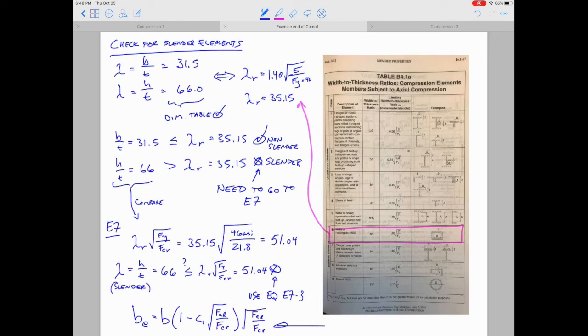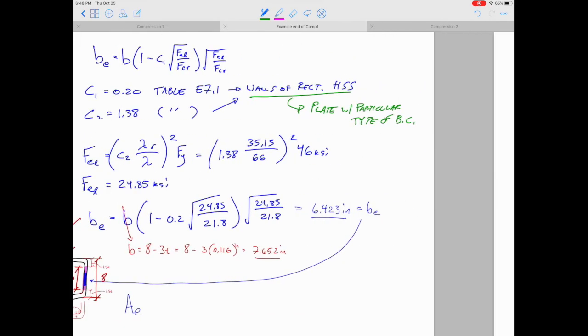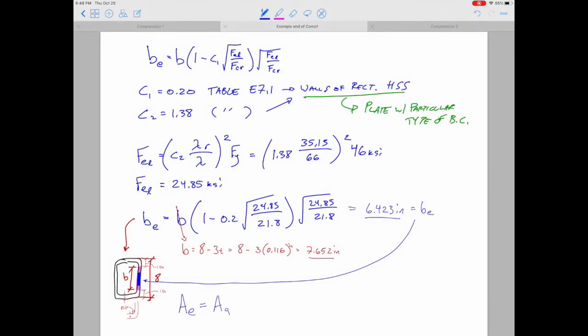What I skipped back here is that E7 is tasking me with finding Pn is equal to F critical A effective. A effective. I skipped that. So what I'm going to do here is I'm going to say it's A gross minus the sum of all the B's minus the B effective, and then multiply by T.